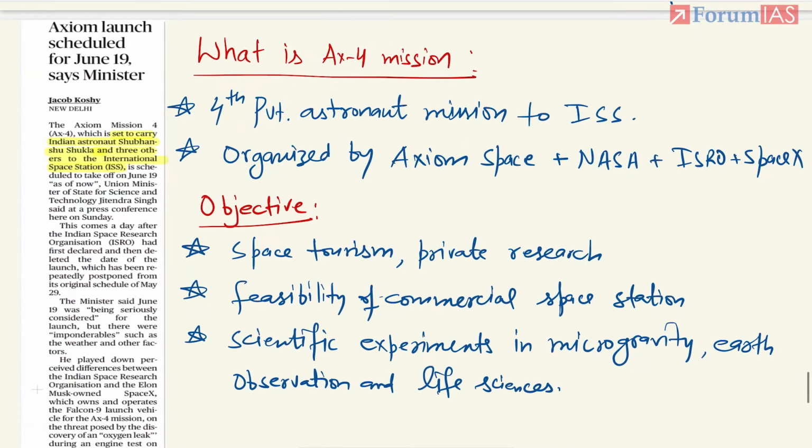Now the last topic for today is Axiom mission. Finally, after postponements, Axiom mission is scheduled to be launched on June 19, which is set to carry 4 astronauts, including 1 Indian, Shubhanshu Shukla, to the International Space Station. As you must have seen, a question has come up in prelims 2025 regarding Axiom mission. What is Axiom mission? It is a private astronaut mission. Keep this in mind, to take astronauts to International Space Station. It is organized by Axiom Space, NASA, ISRO, and SpaceX Falcon 9.